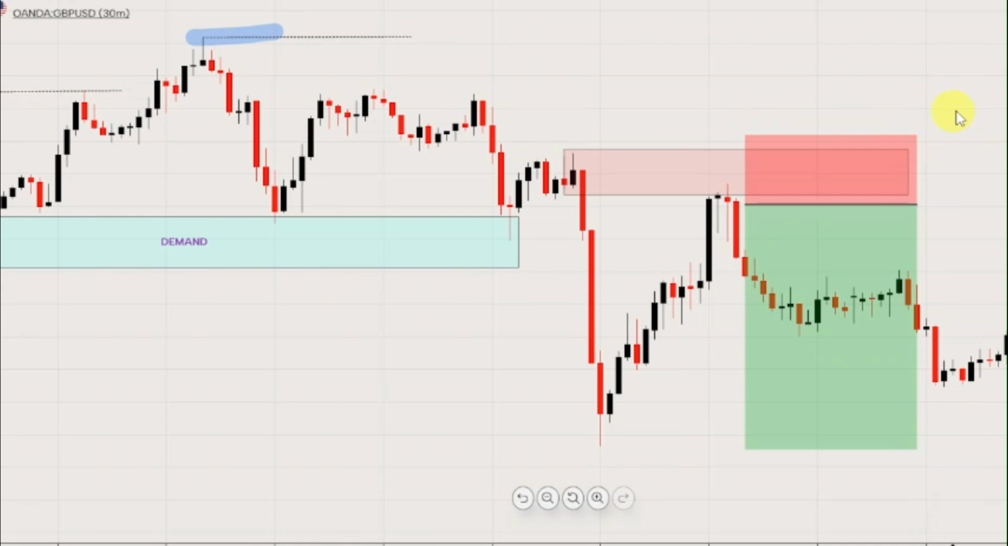All right, so this is how to trade the flip zone, demand and supply flip zone. A situation whereby a demand zone will turn into a supply and also a supply zone will turn into a demand. So backtest this and apply this to how you trade.